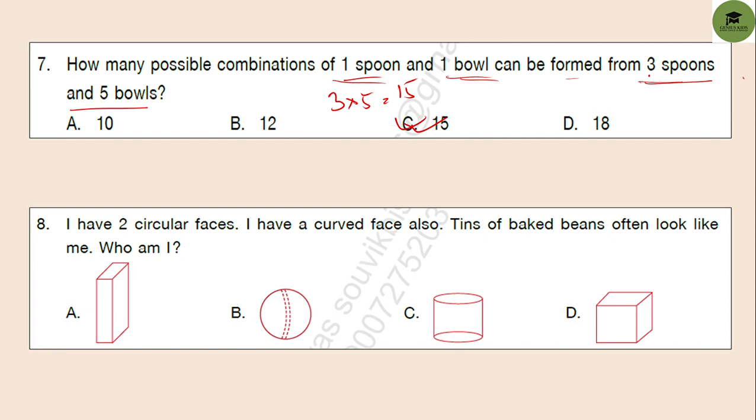Next one: I have two circular faces. I have a curved face also. Tins of baked beans often look like me. Who am I? Tins of baked beans are like a can. So here C is the can, and if you see in the can, there are two circular faces, and this is the curved face. So option C is your correct answer.